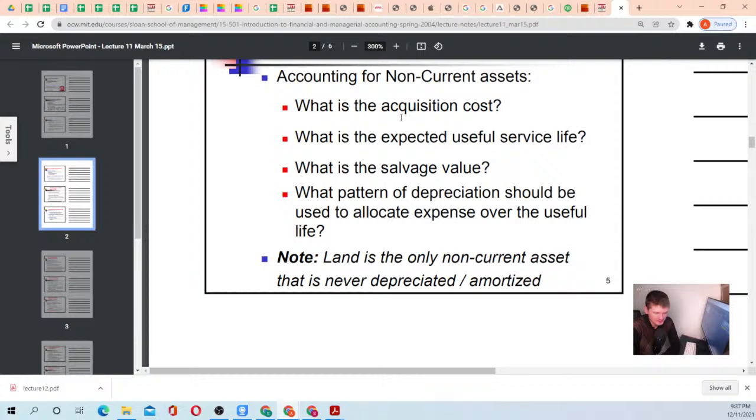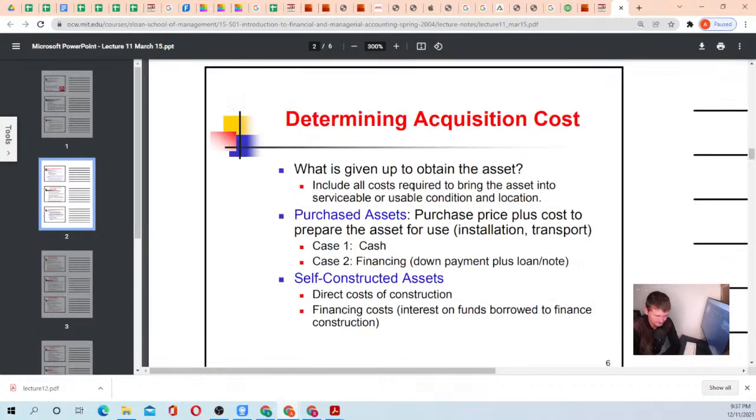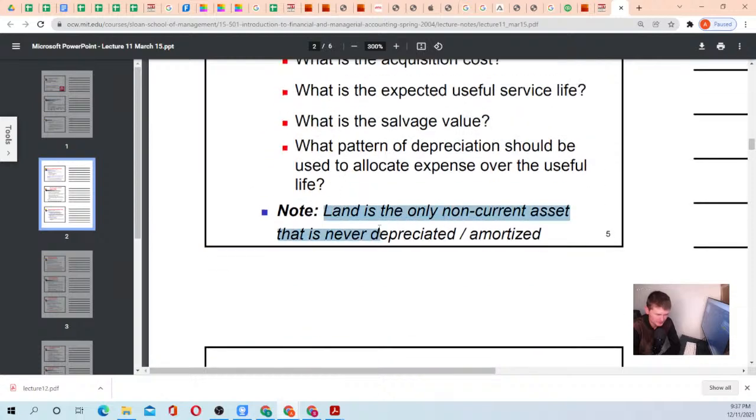So basically, you take your depreciable basis, which is acquisition cost minus salvage value. You divide that by 10 years, and then whatever you get, you divide that by 12 months, and then you recognize your depreciation expense monthly. And land is not depreciated.